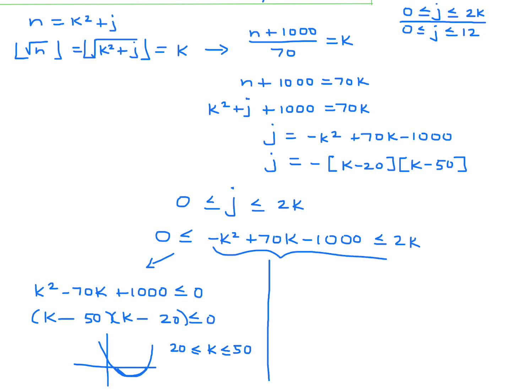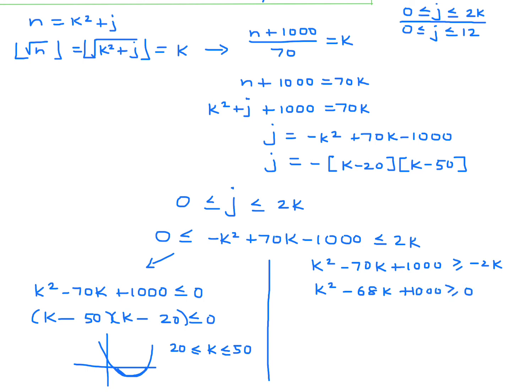Pretty decent. Now let's do this one. Multiply through by negative 1 to get minus 70k plus 1000. Switch the sign, minus 2k, and then add 2k to both sides, and we get minus 68k plus 1000 greater than or equal to 0.